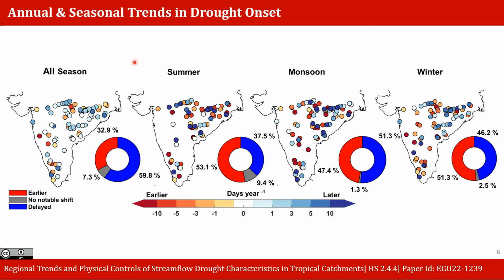So here what we saw is that 60% of stations show delayed onset. Why is the onset being delayed and how much is it being delayed? The onset is being delayed by 1 to 5 days. The delay has been happening in the observational trend. And the all-season trend is more influenced by the monsoon, because in the monsoon the number of droughts happening is more.